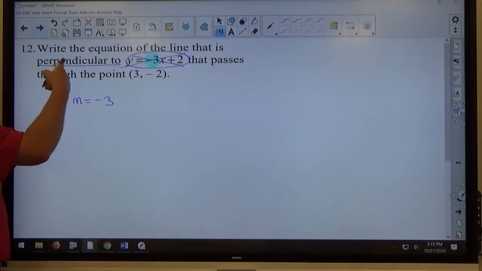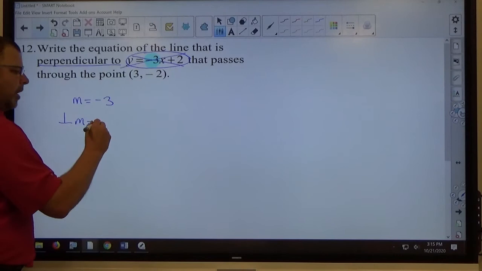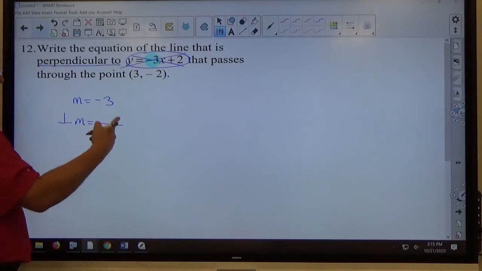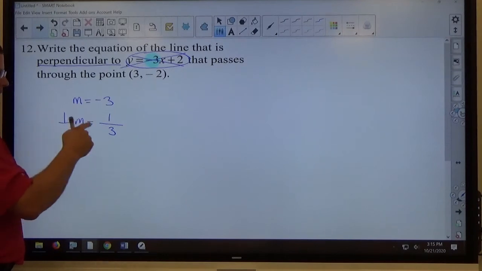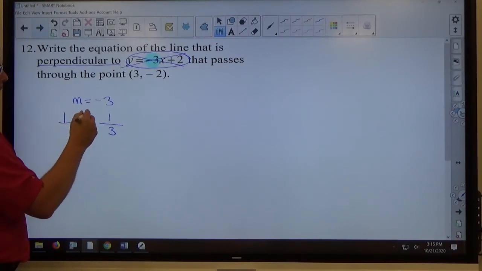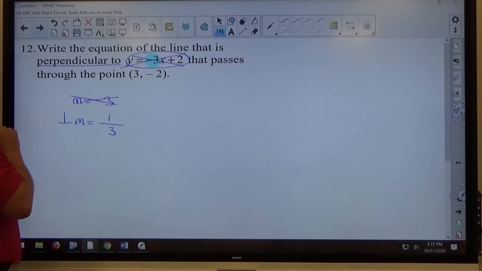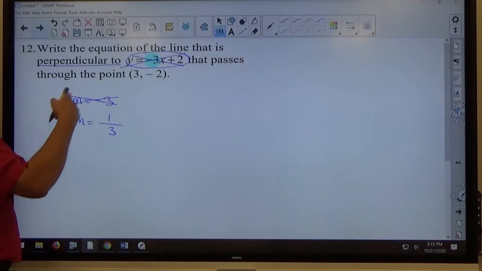I want a perpendicular line this time, so I need to make the perpendicular slope, which again is just the opposite signed reciprocal. The reciprocal of 3 is 1/3. The opposite of negative is positive. So positive 1/3 is the perpendicular slope. Once I have the perpendicular slope, I'm going to throw this original slope out.